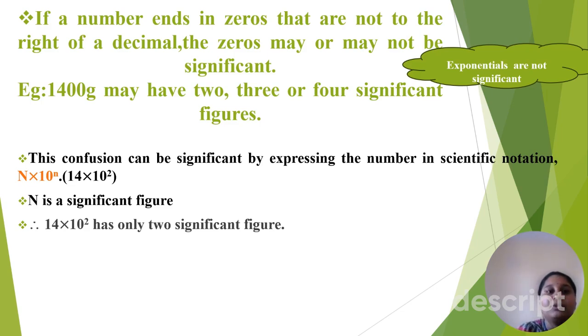See, 14,400 gram may have 2, 3 or 4 significant figures. So we cannot conclude if it is on the right. So there is some confusion in this. This confusion is generally resolved by scientific notation, that is N into 10 power n, where N is the significant figure. So therefore 14 into 10 power 2 has 2 significant figures. So you are grouping the zeros or the tens in one side. As there are 2 zeros, 10 power 2, only 14 is significant, so 14 into 10 power 2 has 2 significant figures.